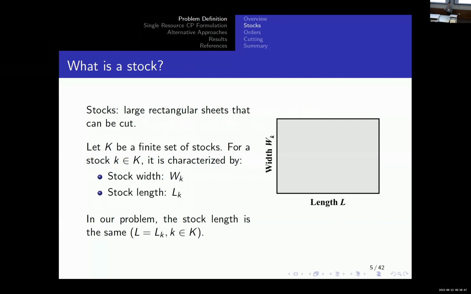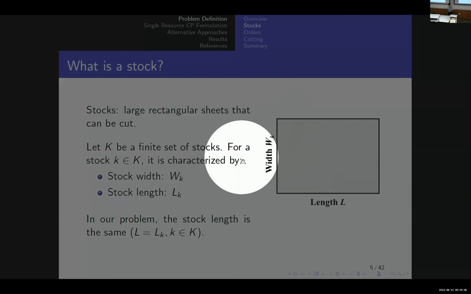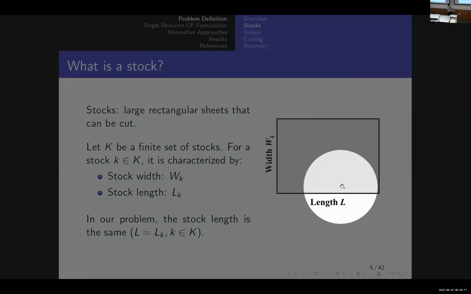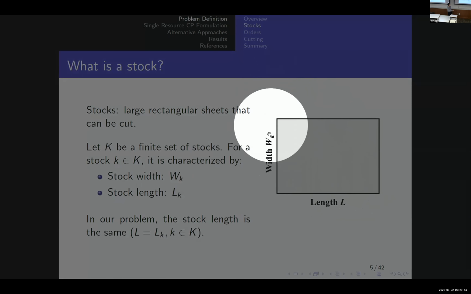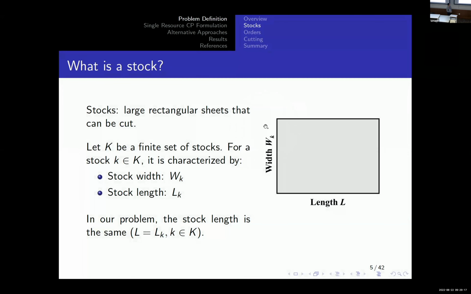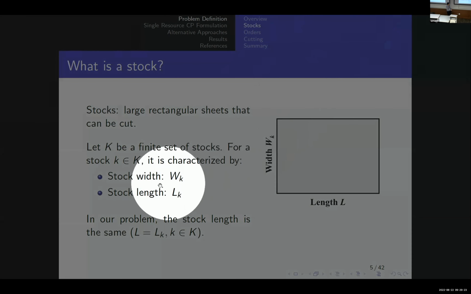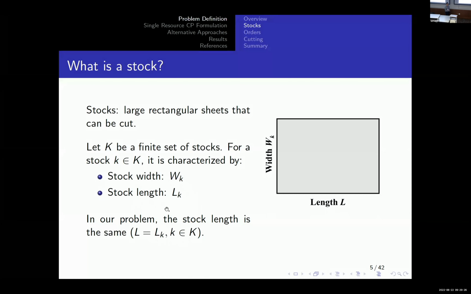So first, a stock. A stock is essentially just a large rectangular sheet of material that can be cut into smaller pieces. We're given a finite set of stocks, and for each stock, we have a fixed width and a fixed length. In the remainder of the presentation, for stock material, I'll have the length on the horizontal axis and the width on the vertical axis, just to keep it consistent. Finally, in our problem, the stock lengths are all the same.